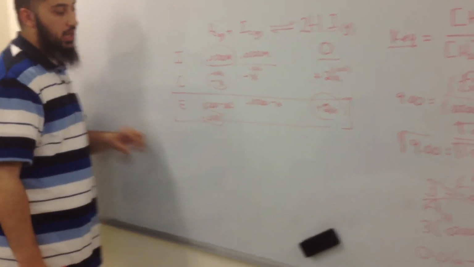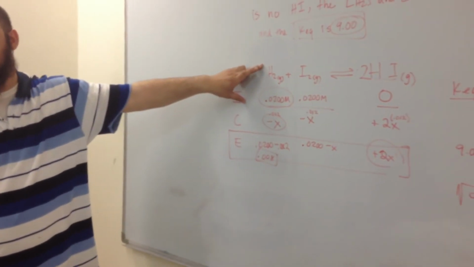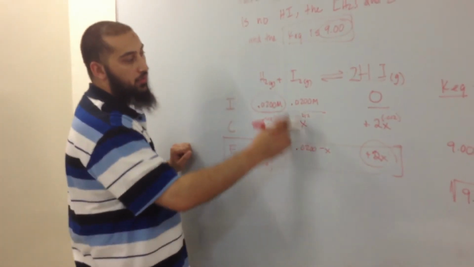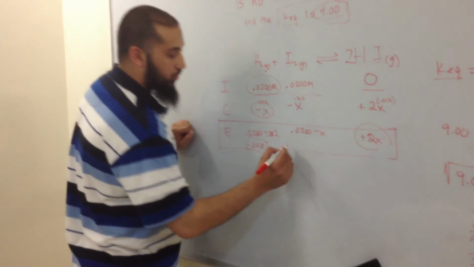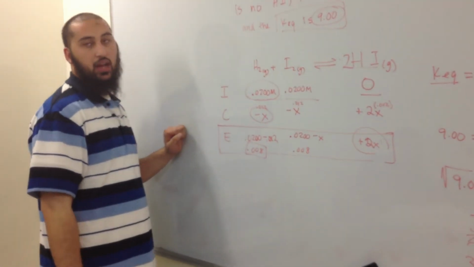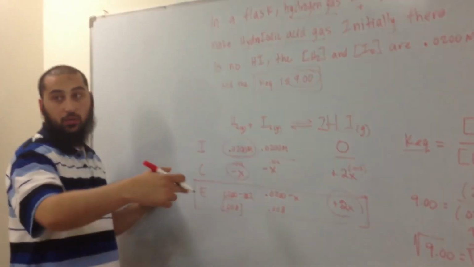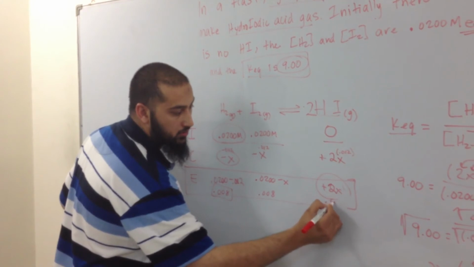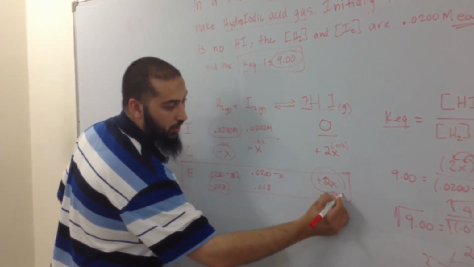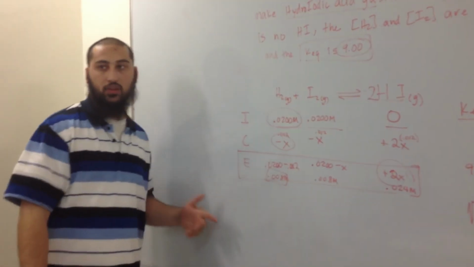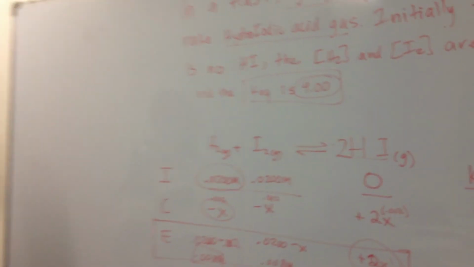So what's my equilibrium of hydrogen gas? 0.008. Make sense? And what's my equilibrium of iodine? 0.008. And what's my equilibrium of hydroiodic acid? Now we're going to multiply because it's 2x. So what is that? 0.024. And these are all molar. That's it. We found the final concentrations at equilibrium. Cool?